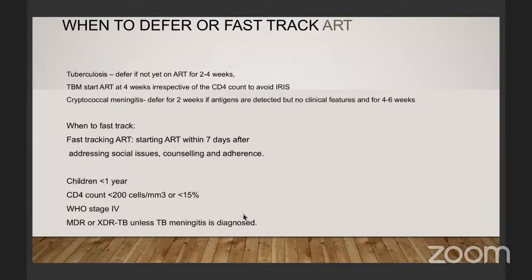We'll start antiretroviral. For fast tracking, we'll have to start it 7 days after addressing social issues, counseling, and adherence to the caregiver. So that would be as soon as possible, as soon as we actually diagnose the HIV. And then it's important to start in children less than a year, within 7 days, a CD4 count of less than 200 cells, WHO stage 4, and to fast track in MDR TB and XDR TB unless TB meningitis is diagnosed. That's when we'll defer.